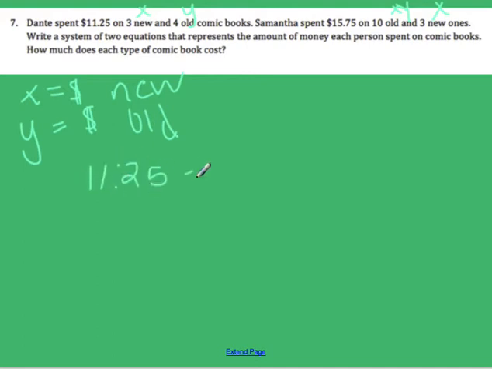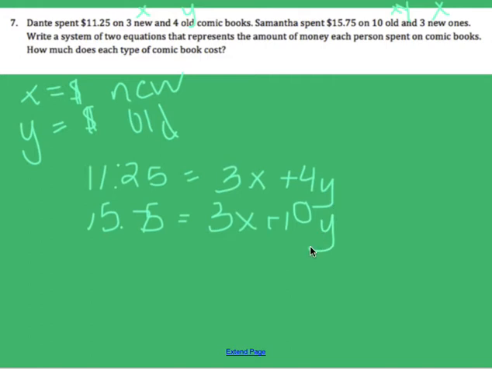Apparently I thought it was the time. So he bought 3 new at price X and 4 old at price Y. Samantha spent $15.75 and she bought 3 new at price X and 10 old at price Y. Notice that it flipped it around the second one to try and trip you up. So this one's a pretty straightforward elimination problem.